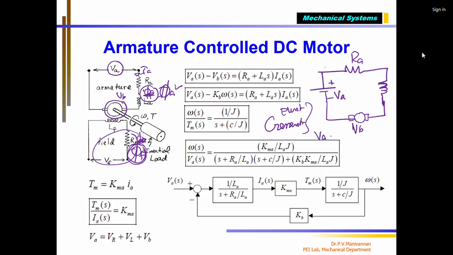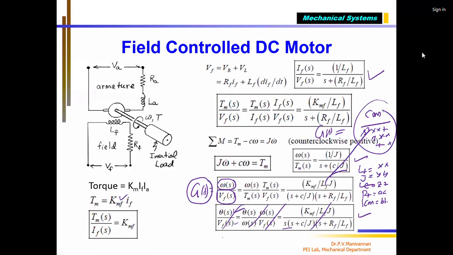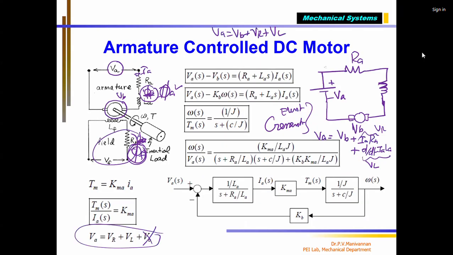According to this, VA equals VB plus IA into RA plus d by dt of IA into LA. So this is nothing but VL, this is VR, and this is the back EMF. So I can write the equation VA equals VB plus VR plus VL. That's what we wrote here. This term will not be there in the previous one. Please note down here, we don't have the term VB. Back EMF is not there in the case of the field control motor; in the armature control motor, that comes into the picture.